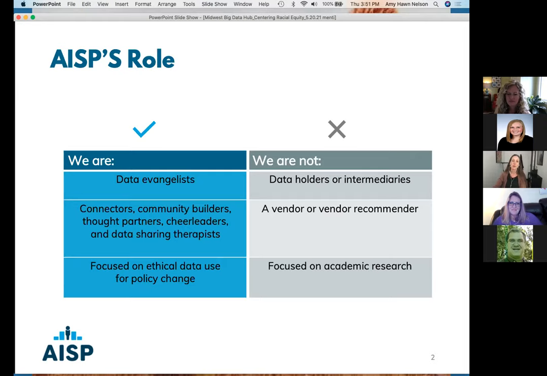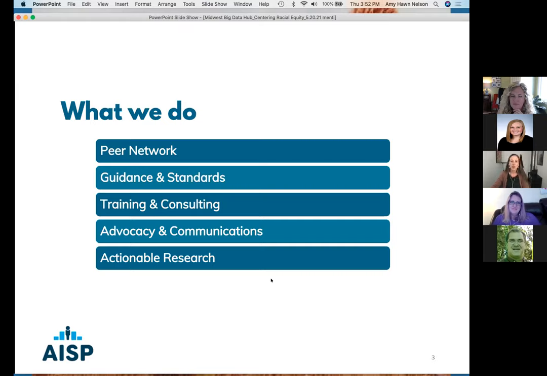Our main focus is around ethical use of data. And so that includes a lot of things like data governance. That includes things like racial equity, because you cannot have ethical use of data without thinking about equity issues, particularly racial equity. And we do a lot of connecting and convening. I describe my work as part data sharing therapy, part cat herder. And we are data evangelists. We strongly believe in the power that data has to do good. But there are a lot of buts around that, because data can also be very harmful, as we all know here.